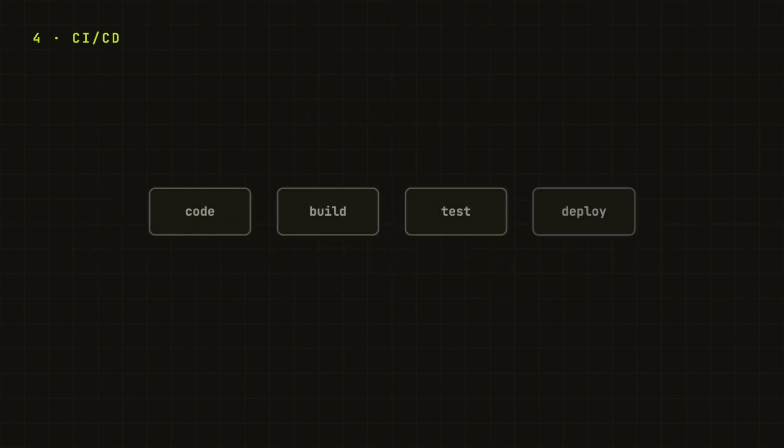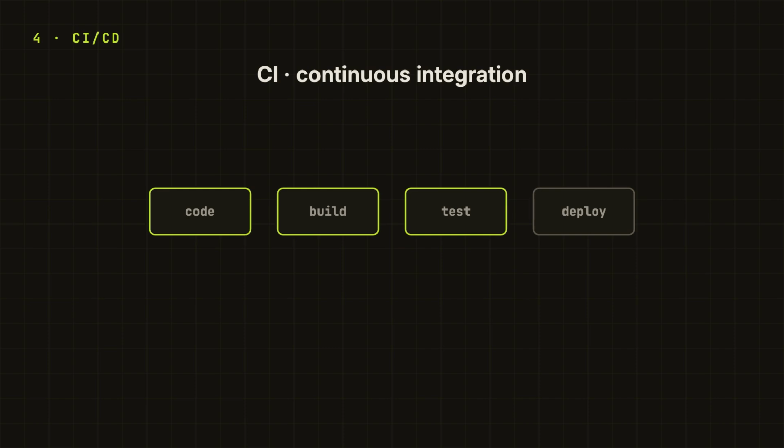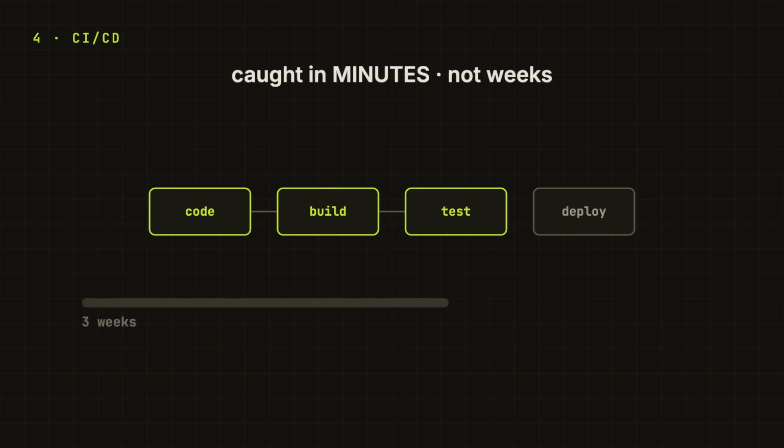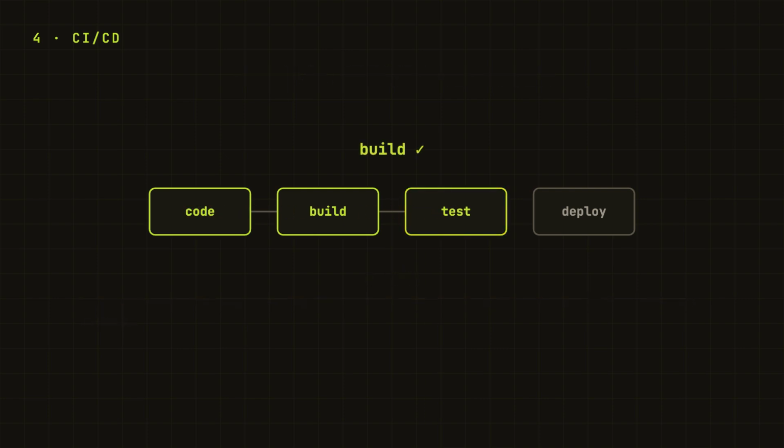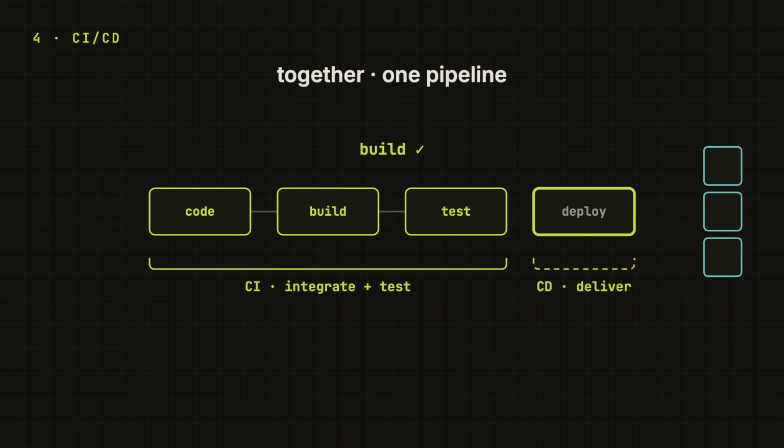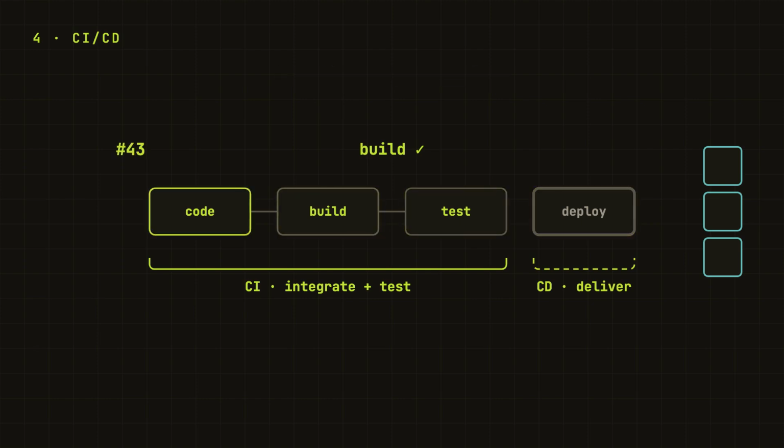Let's split the two letters. CI is continuous integration. Every time a developer makes a change, it is automatically built and tested right away. So, bugs get caught within minutes, not weeks, and the code is always in a working state. And CD is continuous delivery or deployment. Those same tested changes then flow automatically out to the servers. Together, they form a pipeline. Code, then build, then run the tests, then deploy automatically every time.